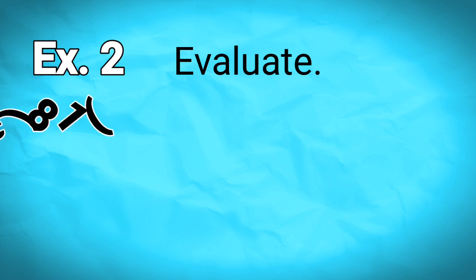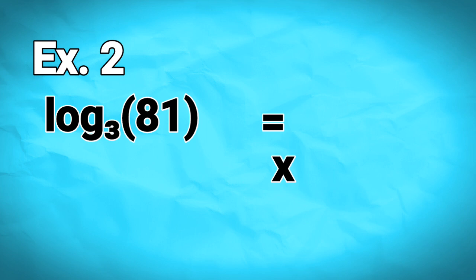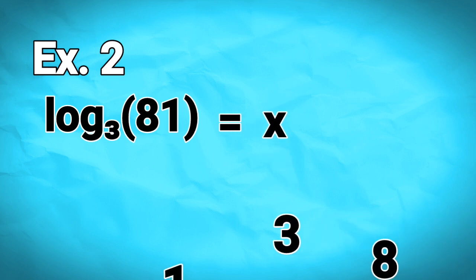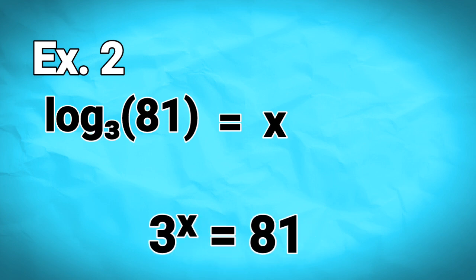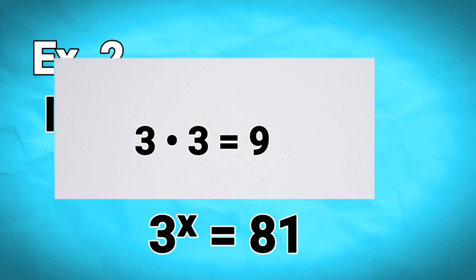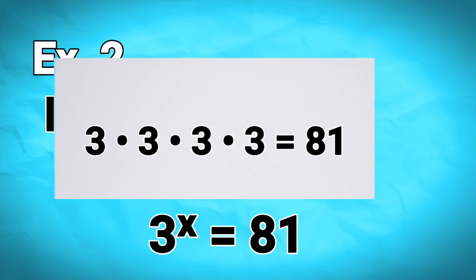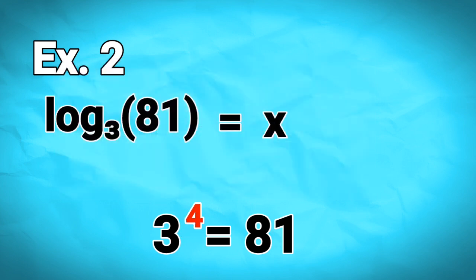Our next example is very similar to the first. We want to evaluate the expression log base 3 of 81. I'm going to go ahead and write equals x. And we know that x is just the power that 3 is raised to get 81. We have 3 times 3 is 9, times 3 is 27, times another 3 is 81. So 3 to the 4th power equals 81. And our logarithmic expression equals 4.